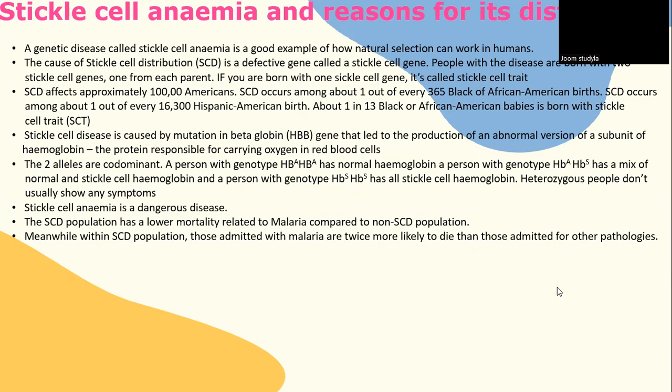Sickle cell disease is caused by a mutation in the beta-globin HBB gene that leads to the production of an abnormal version of a subunit of hemoglobin, the protein which is responsible for carrying oxygen in the red blood cells. Sickle cell anemia is a dangerous disease. The SCD population has a lower mortality related to malaria compared to the non-SCD population. Meanwhile, within the SCD population, those admitted with malaria are twice as likely to die than those admitted for other pathologies.